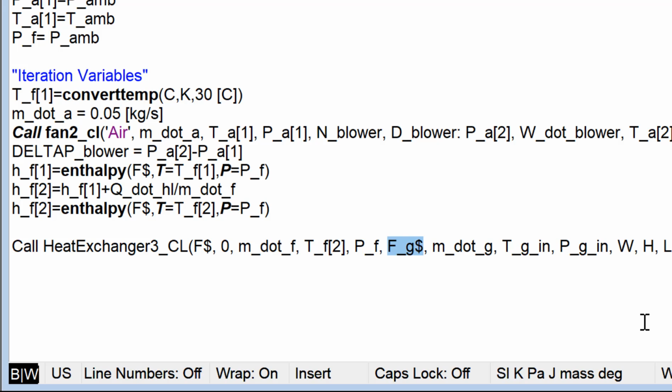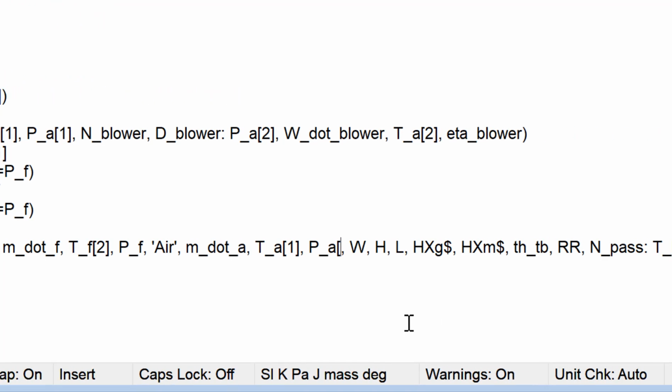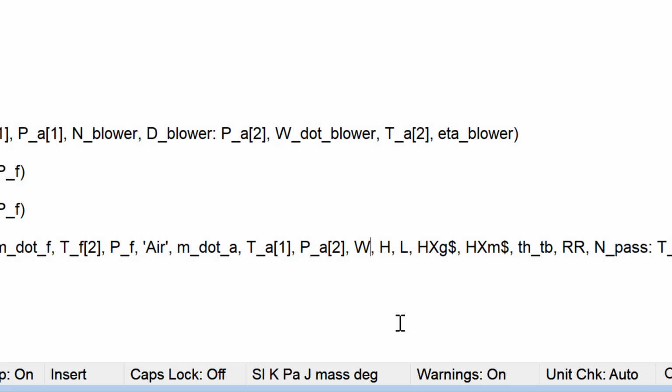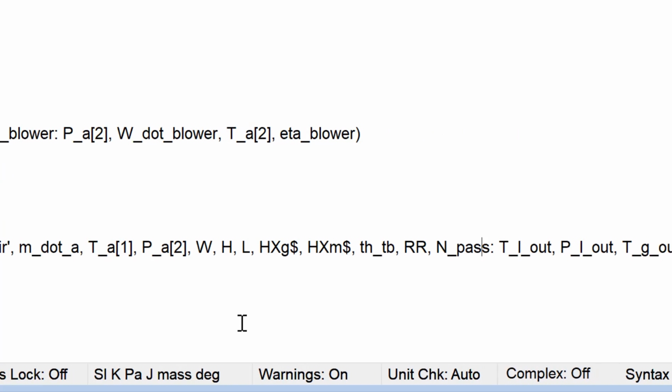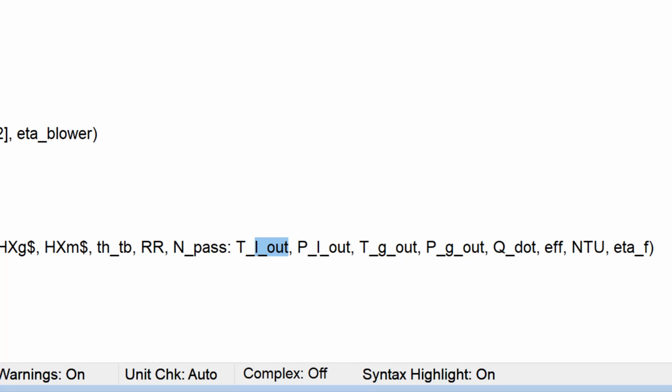This is air for us. We're just using air. This is the mass flow rate of the air. This is the temperature of the air entering. The pressure of the air entering is PA2. And then we have the size, W, H and L, the core, the material, the thickness of the tube, roughness, and the number of passes. And what this is going to give us then is the temperature of the fluid leaving.